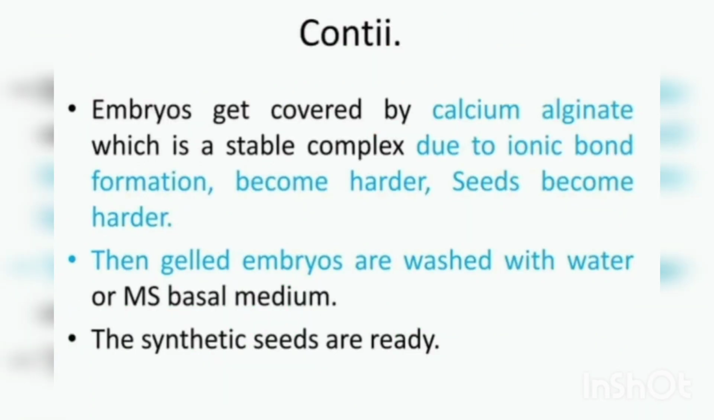The embryos will get covered by the calcium alginate, which is a stable complex because it forms an ionic bond with the somatic embryo. Then these gelled embryos are washed in water or with basal medium, and the synthetic seeds are ready for use. So the somatic embryos, by keeping in a rotary shaker, the calcium alginate will be formed around it.